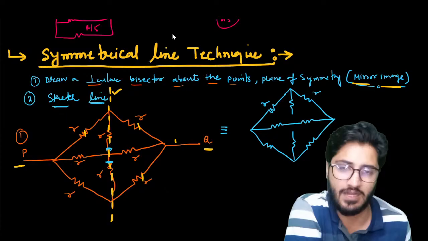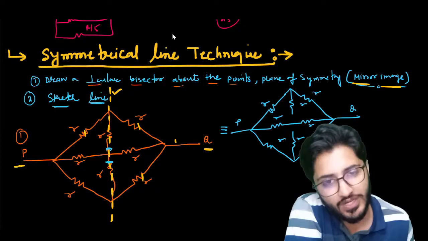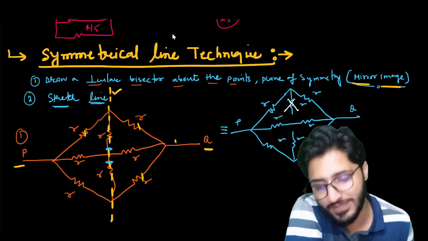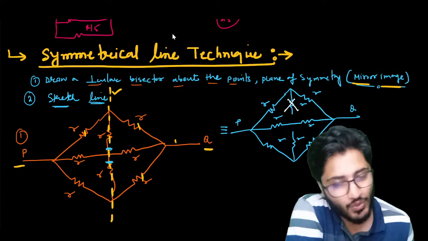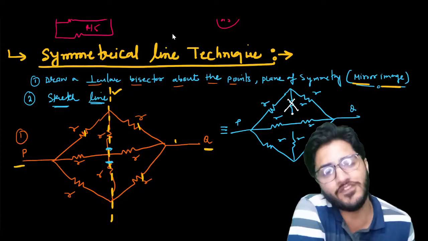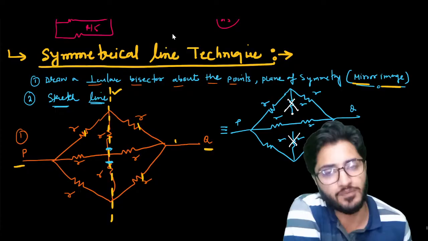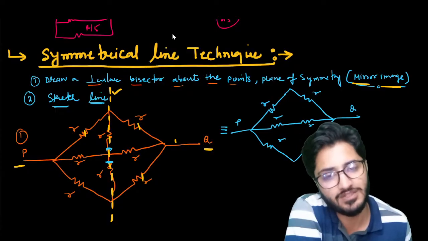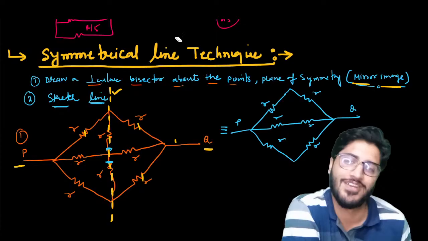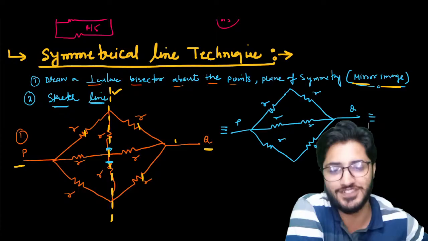R, R, R, R, R, R, R, and R, with P and Q. Look, no current will flow through this one. Why? Because it is open. No current will flow from this one because it is open. Same here, no current will flow from this one. If no current flows, there is no point in writing this one. So now you can see this particular thing gets completely changed.